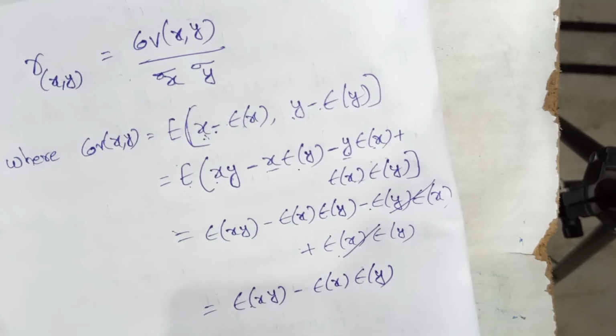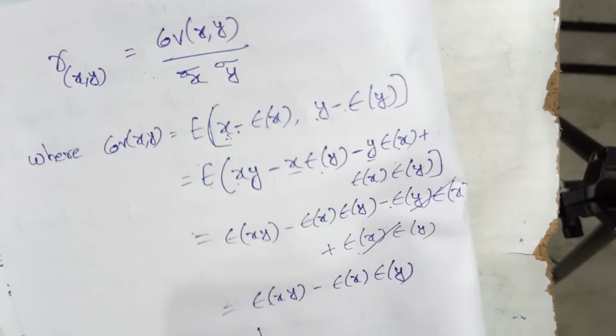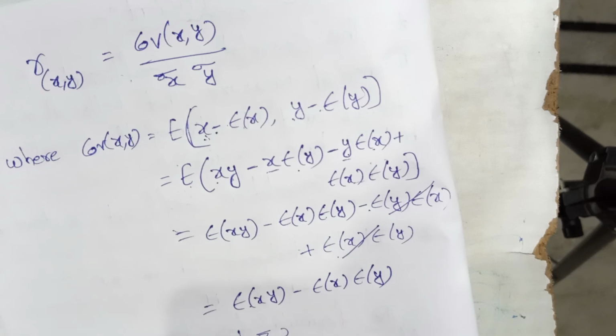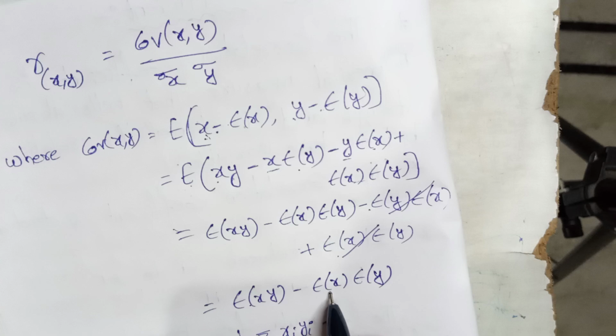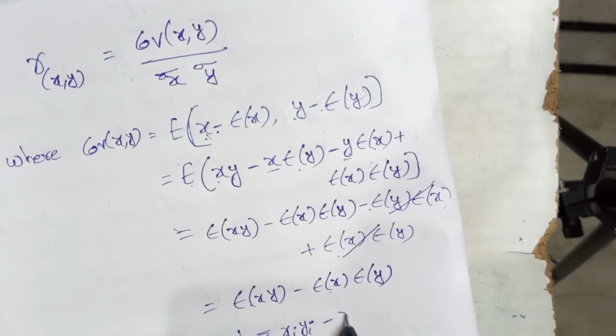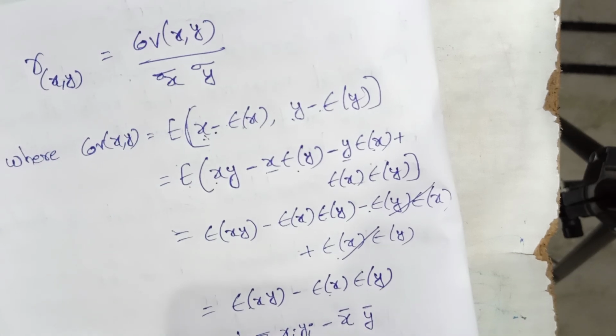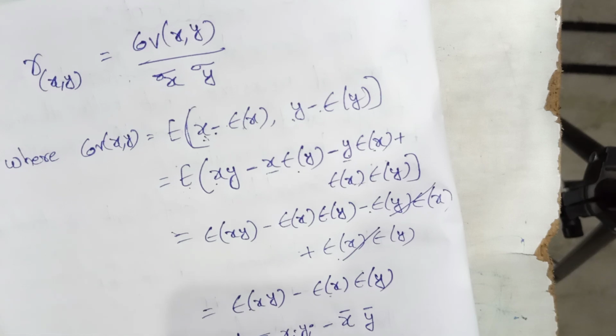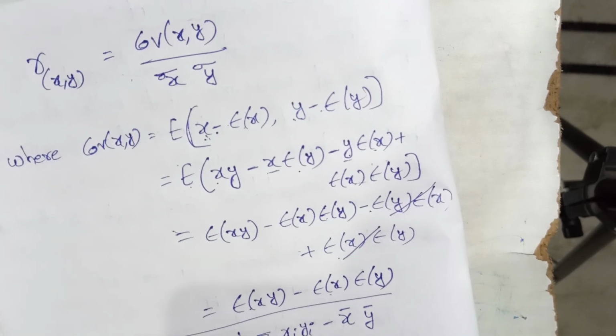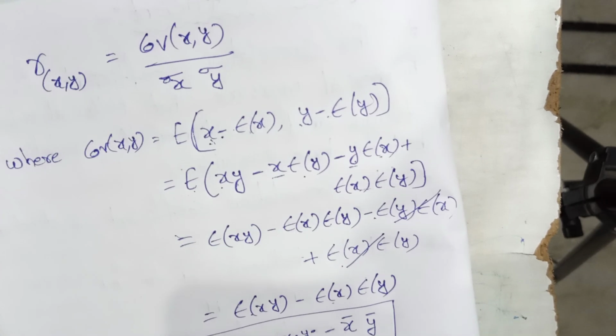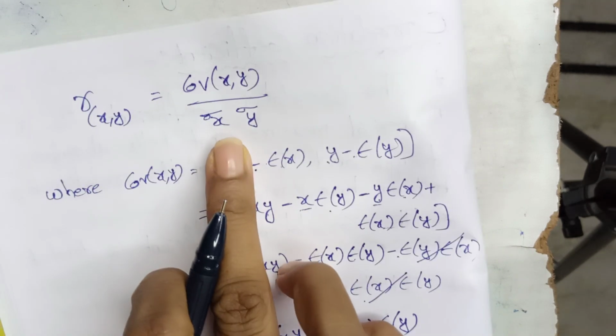So this we can write as 1 by n summation xi yi minus, this is mean, expectation of x is nothing but x bar, expectation of y is nothing but y bar. Okay, so this is the covariance of x comma y formula. Okay, so now what we have to do? We have to find out this.